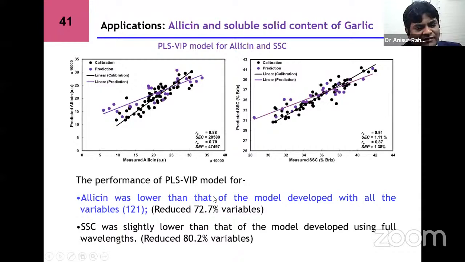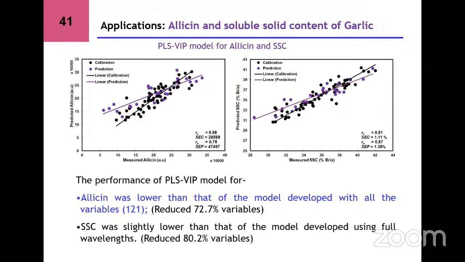The result is lower than the model developed with all variables. If you use the 121 variables, this is a good result. But if you use the VIP model with reduced variables, it is slightly lower than the developed model, but it reduces variables by 72.7%. Here SSC was slightly lower than the model developed using the full range, but reduces variables by 80.2%. So if you want a fast system and a good system, then we can use this one.